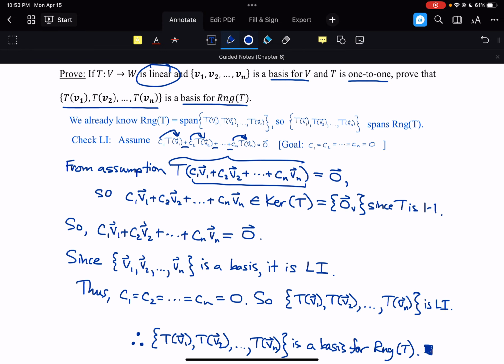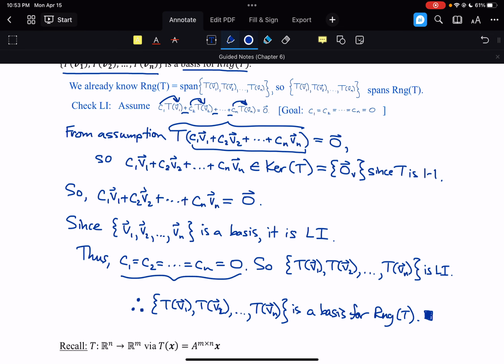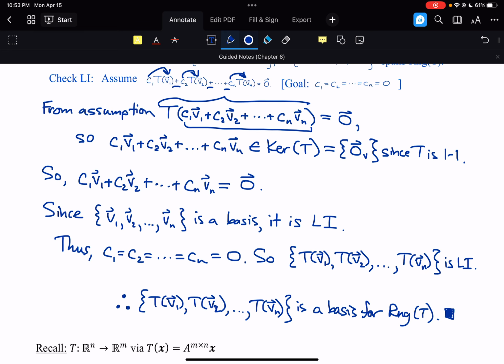So again, a lot going on in this proof, but again, we used our assumption and the fact that it's linear to get to here. And then we used our knowledge of 1-to-1 to set the kernel equal to 0. So that gave us this relationship here. And we used the fact that V1 through Vn formed a basis to give us this condition that we used to show linear independence. And because it spans and it's linearly independent, it is a basis by definition for the range.